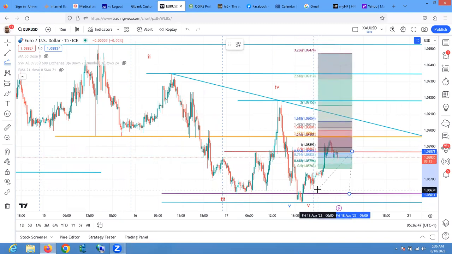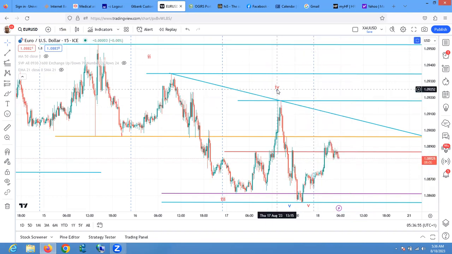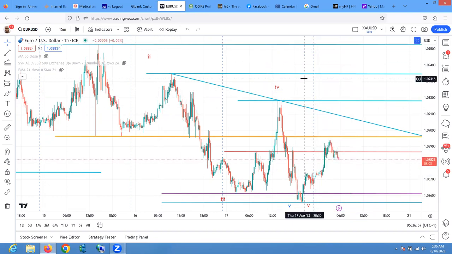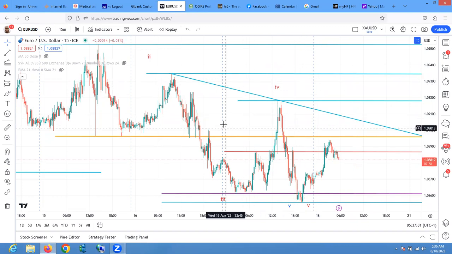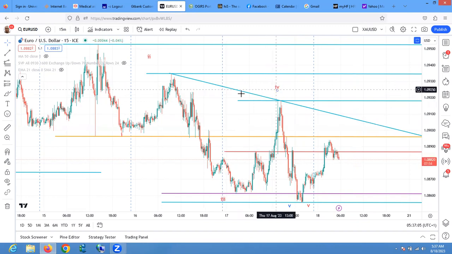So you can see that in terms of an extension, it broke 161.8, even 2 in terms of an extension, but it's still a wave 2 to us. It's still a wave 2 to us. It's still a wave 4 to us.